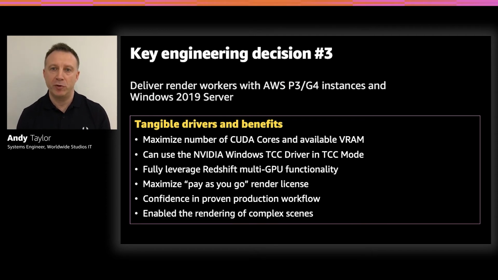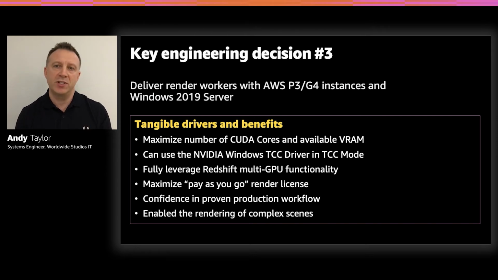Both P3 and G4 provide us up to 16 gig of RAM to allow loading of complex scenes and textures. And next up, both P3 and G4 provide us that multi-GPU scalability, so we can assign up to 8 GPUs per instance with the P3 instances. Now Redshift out of the box supports a maximum of 8 GPUs, and with the P3 16xlarge, we're able to provide 8 NVIDIA V100s, and that's nearly 41,000 CUDA cores per instance. And because we're paying for Redshift render license by the minute, the option to scale up to 8 GPUs ensures that Redshift is working as hard as it possibly can for that license cost.